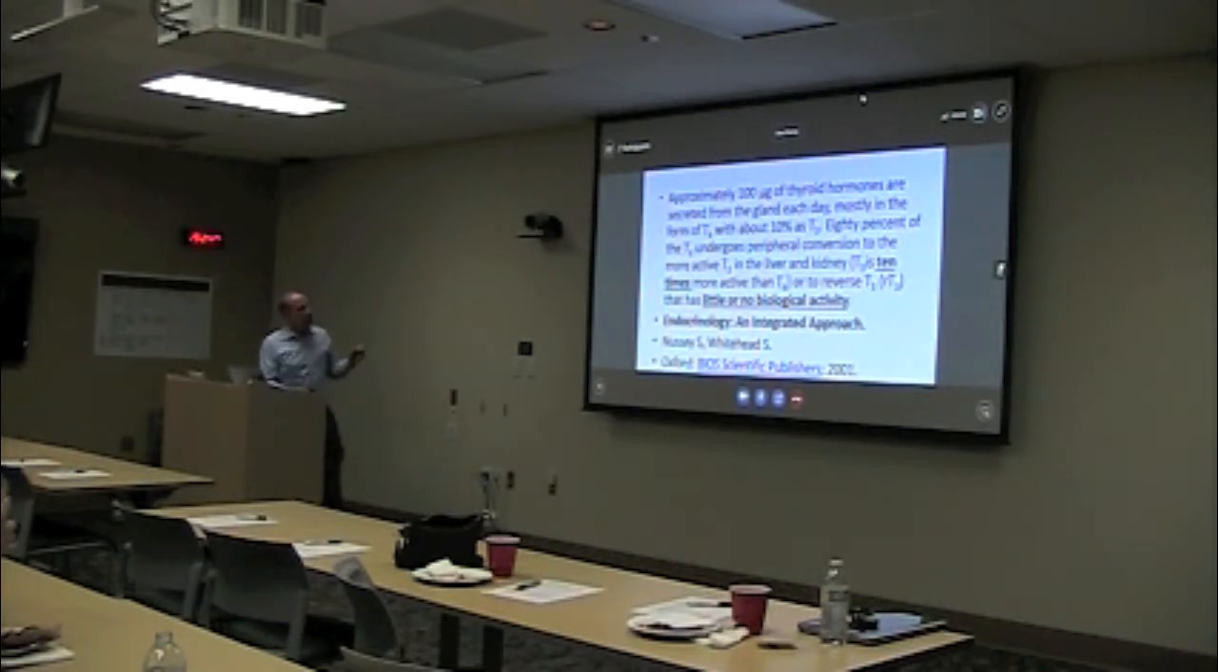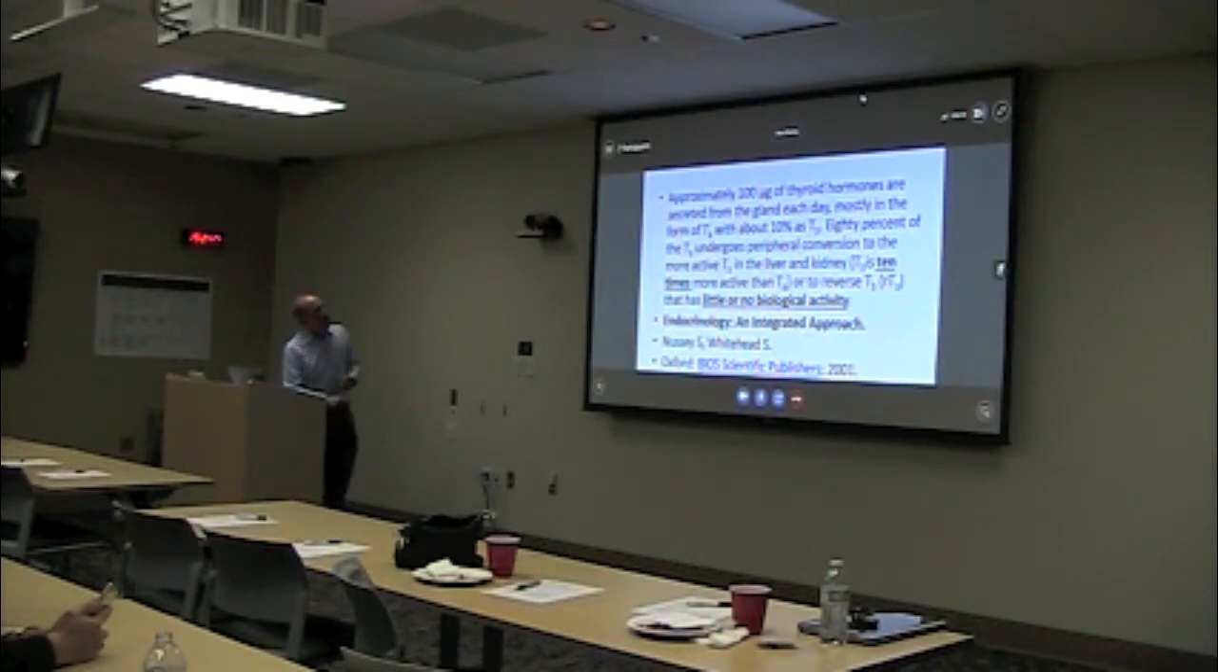Okay, so this is approximately how much thyroid hormone is made during the day. About 100 micrograms of thyroid hormones are secreted from the thyroid gland each day in a normal person, mostly in the form of T4 with about 10% as T3.